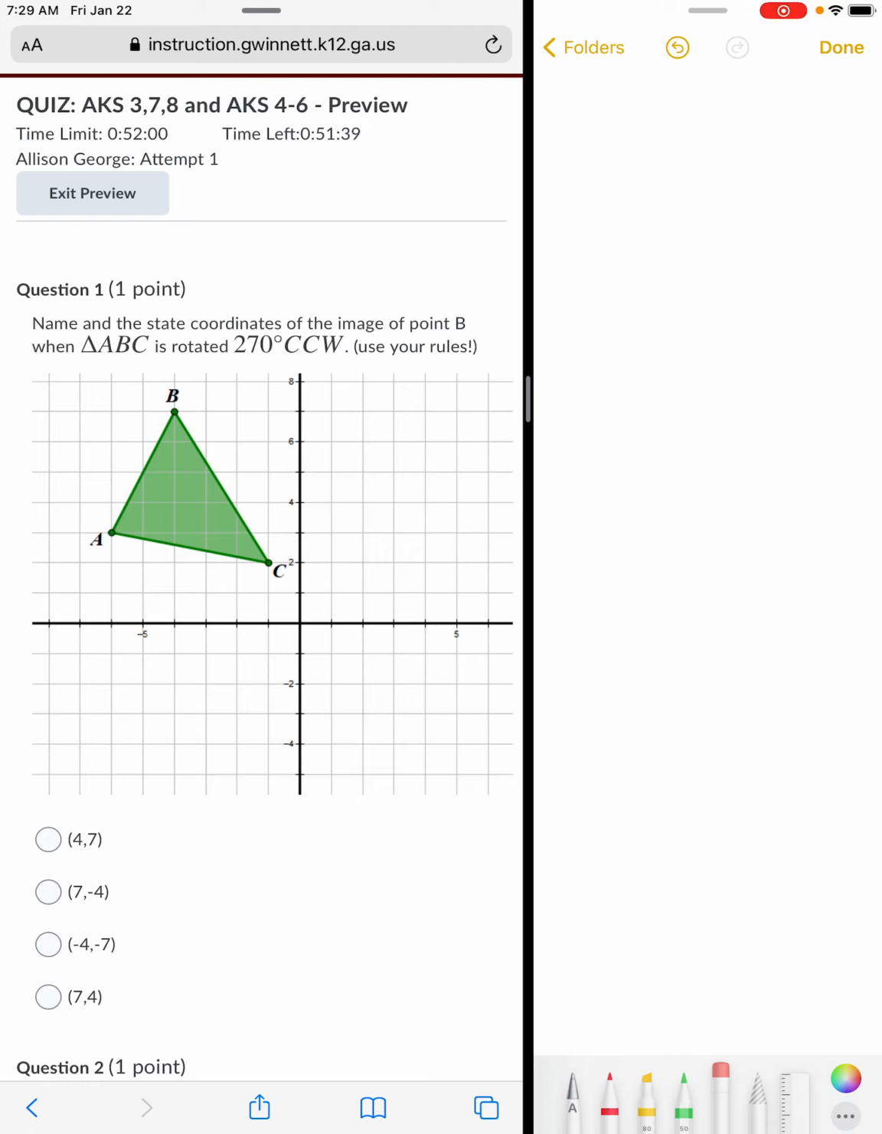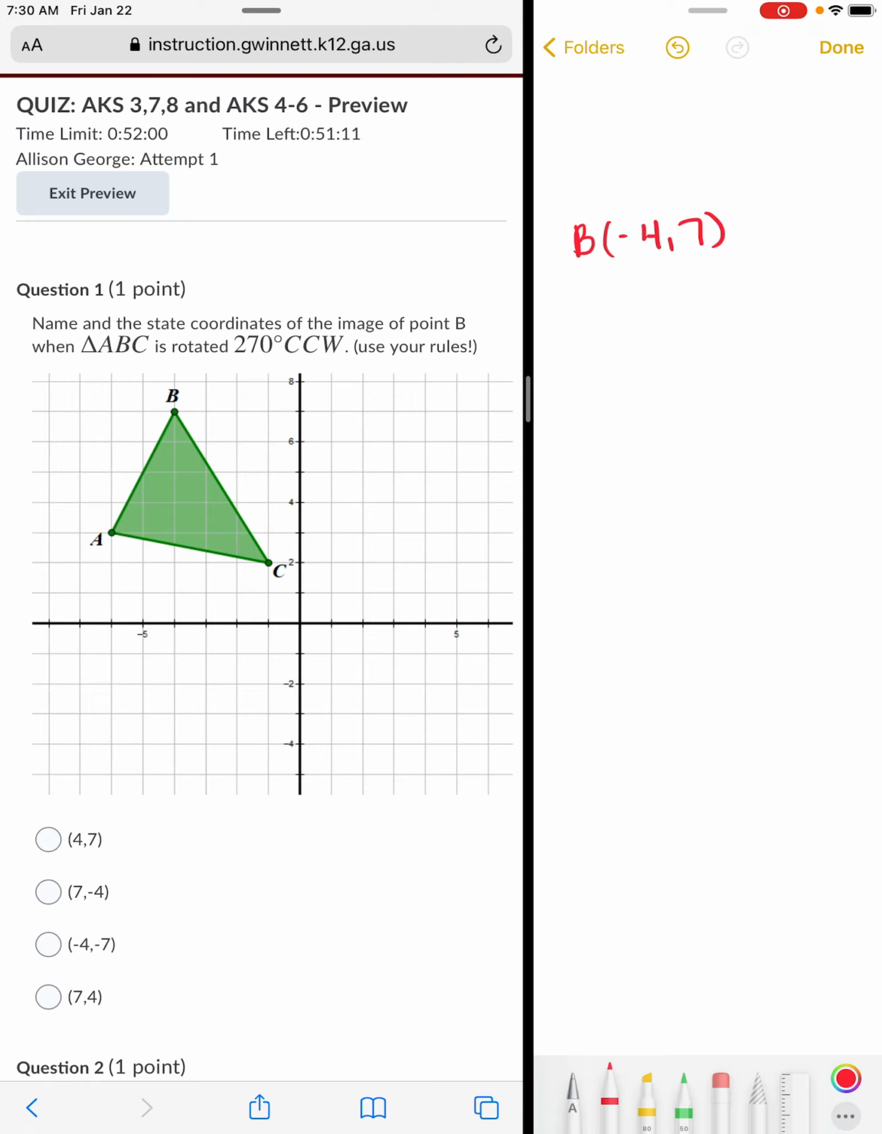So when we do a problem like this, the first thing we need to look for is what it's asking for. It wants us to find the image point of B. So what we're looking for is B prime. To do that, we want to start with point B. So I'm going to look at point B, and I want to record down that point B is currently at the ordered pair (-4, 7).